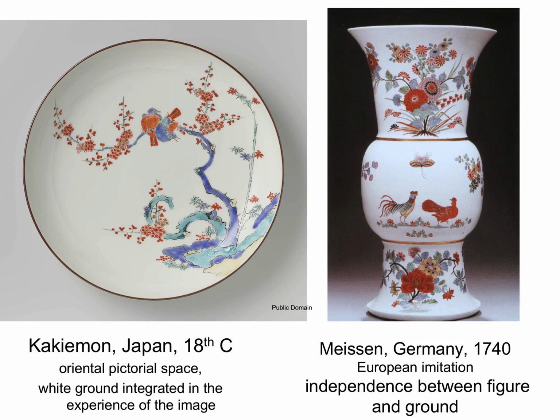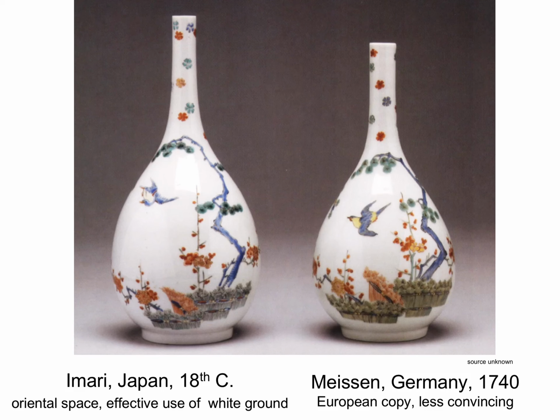While when those wares came to Europe, they were imitated by European manufacturers, like at Meissen, for example. This is an imitation of an Asian form and an Asian decoration on the right. But there is independence between the figure and the ground. The figures don't feel to be inserted into the ground convincingly. They just sit on top. And the ground is completely void. It feels empty. It doesn't feel activated and integrated within the image itself. And I'm not saying that one is better than the other. I just want to make you aware of the difference between the two.